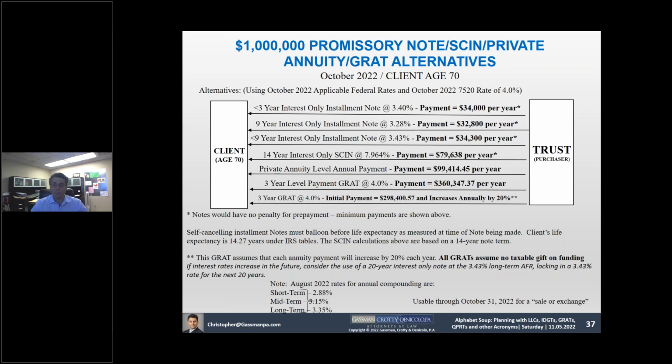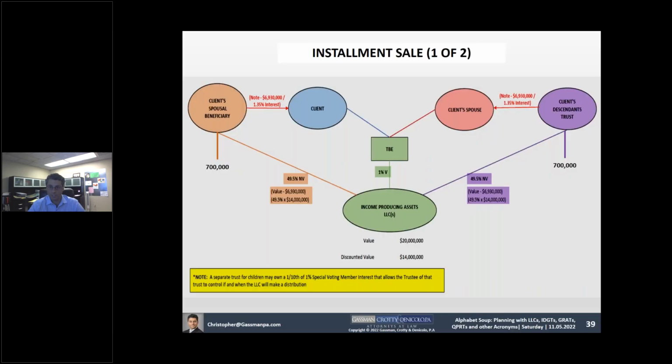And then another acronym we typically use is GRATs, Grantor Retained Annuity Trusts, which we'll get into momentarily. That's another deferred payment sale structure where a client can transfer assets to a trust and receive payments back each year based upon a percentage of assets that go into the trust. A very useful technique that can help push wealth out of one's estate.